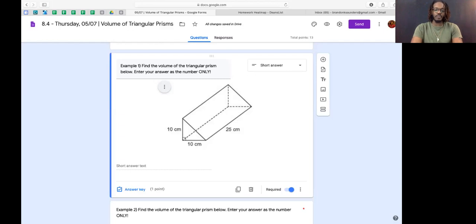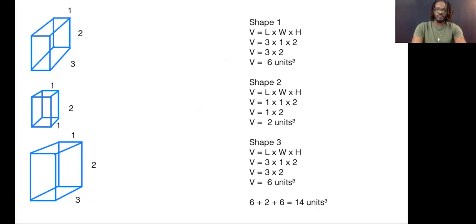Here we have a triangle with a base of 10, height of 10, and the prism part has a length of 25, which can also be seen as the height or as the depth. So step one is to find the area of the triangle base, and then step two is to multiply the area of that base times the length of the prism. So without further ado, first thing I'm going to do is come out of that and go into a whiteboard so you guys can see what's happening.